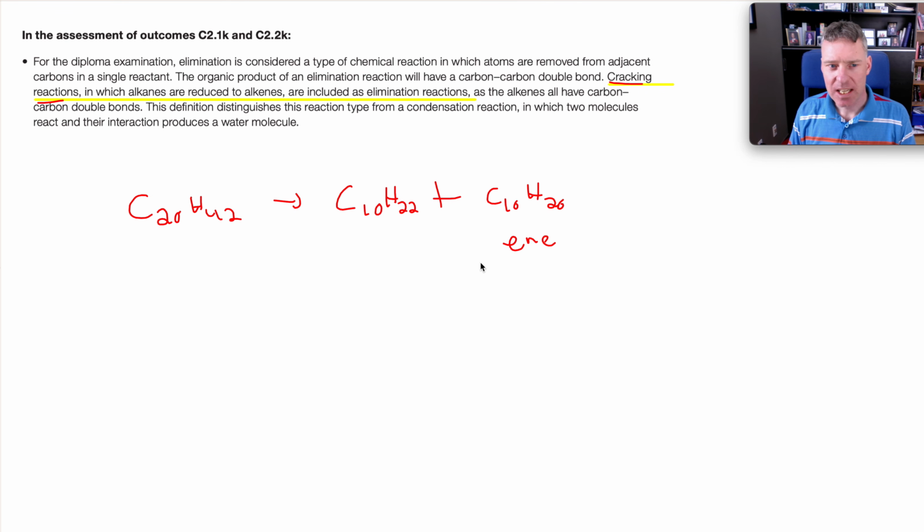Okay. So we're still making an ene, so Alberta Ed is saying they're still classifying it as an elimination reaction. Again, I don't know if I've ever actually seen this classified, and I've rarely seen cracking questions, so I wouldn't put a lot of time into hydrocarbon cracking.